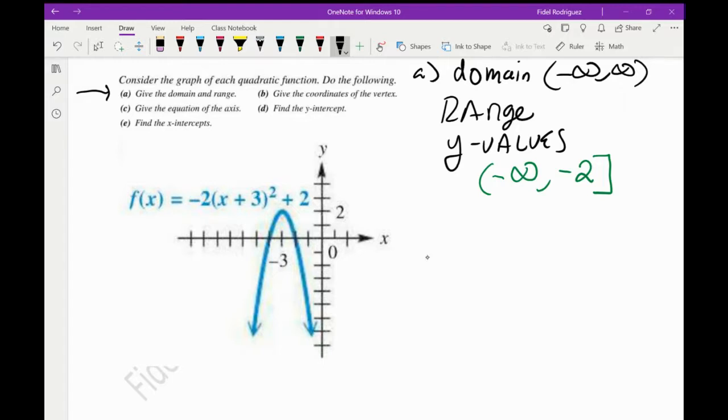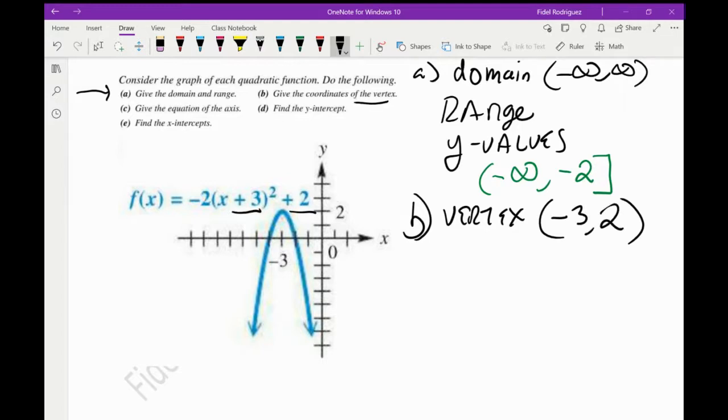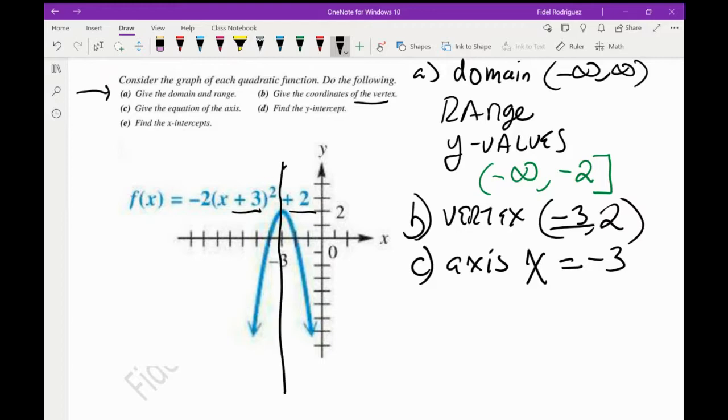Okay, now part B. Let's find the vertex. So the vertex, remember, we're going to change that sign. We're going to leave this one alone. So it's -3, 2. Okay. Part C, we're going to find the equation of the axis. Remember, it's always going to be that same number: x equals, and in this case, -3. That is the line that cuts the graph directly in half.